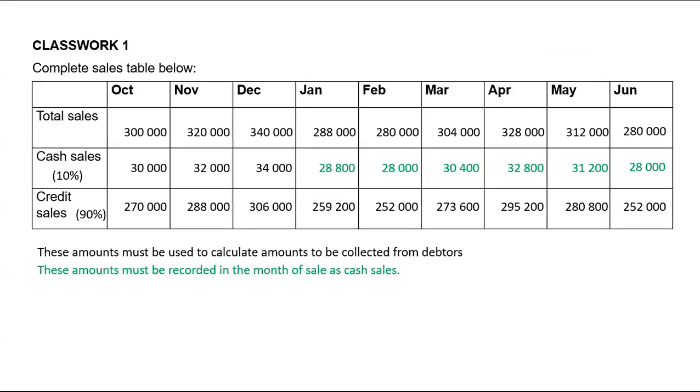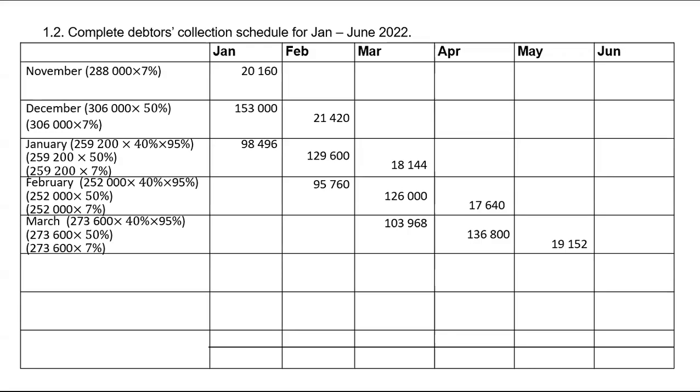Let's continue. We've done March. We're going to go to April. 295,200 times 40 times 95 will be collected in April. 50% of 295,200 will be collected in May, and 7% will be collected in June.